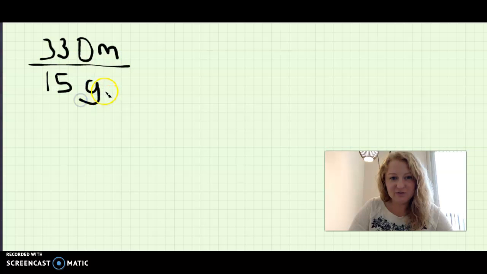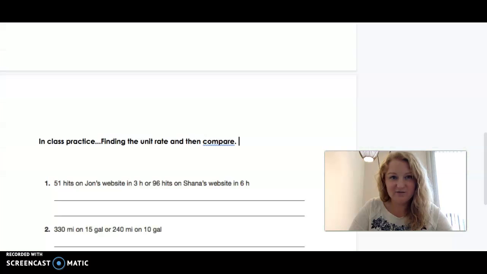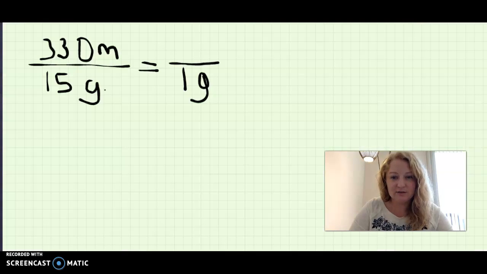Ask your parents too about their gas mileage in each of their cars. That would be interesting because you could compare who gets better mileage by finding the unit rate, or how much they get for 1 gallon of gas. And we are comparing that to 240 miles in 10 gallons.